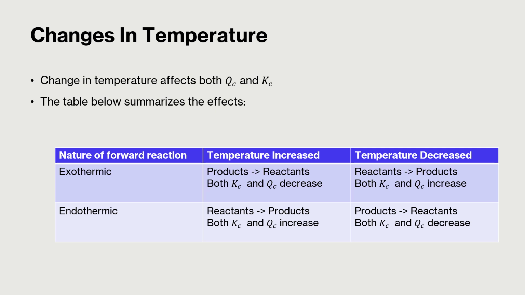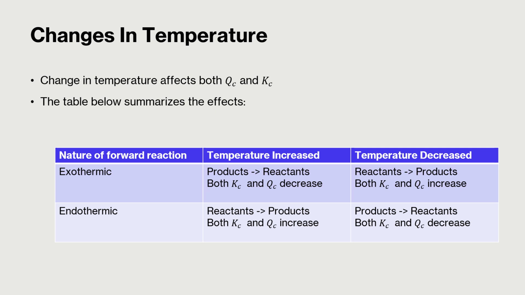Conversely, if the temperature is decreased and the forward reaction is exothermic, then reactants are converted to products because the forward reaction is favored and both the equilibrium constant and the reaction quotient are increased. If the forward reaction is endothermic, then the reactants are converted to products because the forward reaction is favored and both the equilibrium constant and the reaction quotient increase. Conversely, if the temperature is decreased and the forward reaction is endothermic, then the reverse reaction is favored, turning products into reactants, and therefore both the equilibrium constant and the reaction quotient decrease.